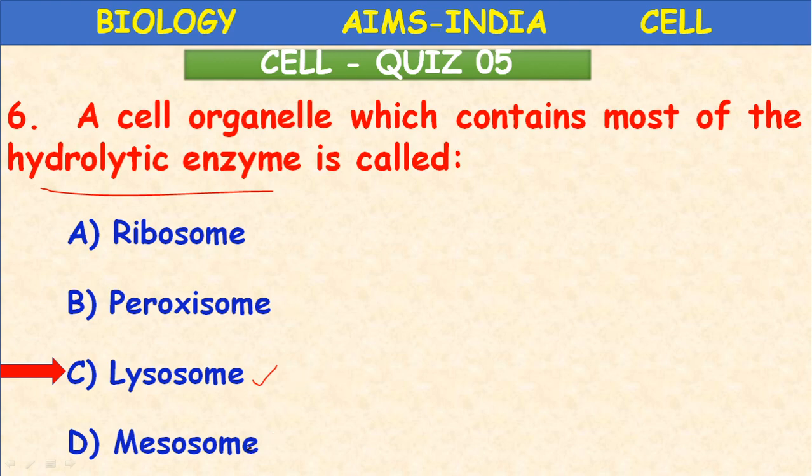Next, mesosomes. Mesosomes are present in bacteria. They act like mitochondria. Okay, because cell organelles are absent in unicellular organisms or prokaryotes. So in prokaryotes like bacteria, these mesosomes develop from the cell membrane. They produce energy. But here, according to the question, hydrolytic enzymes are present in the lysosomes. Okay. Next.